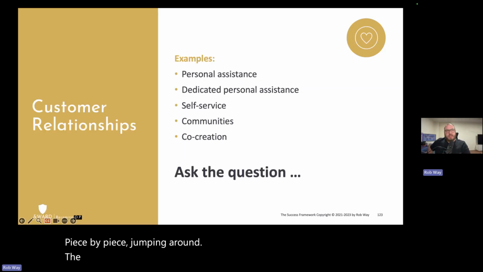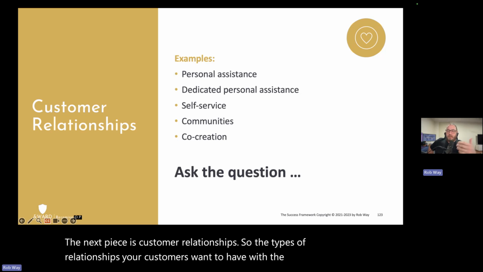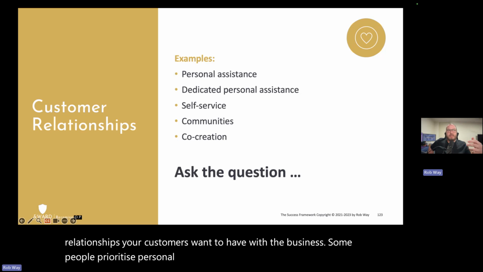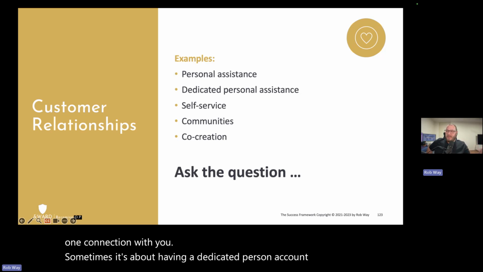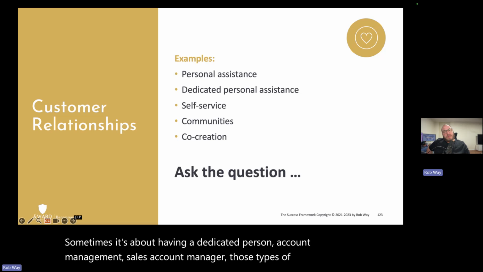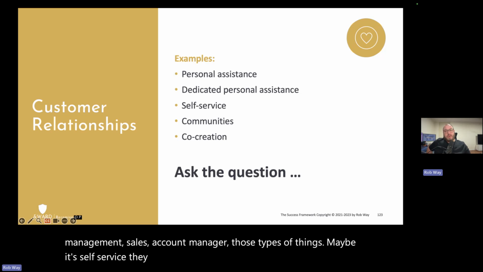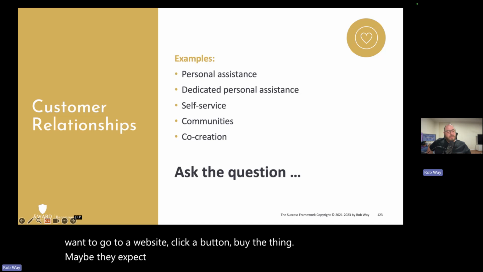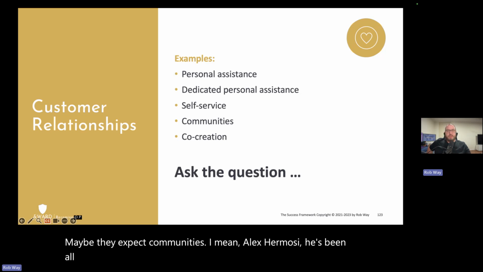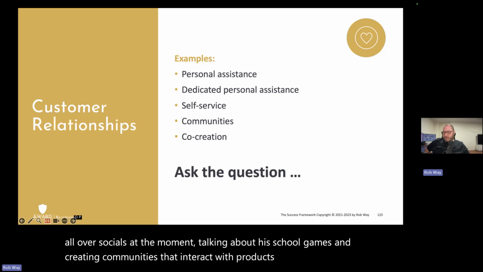The next piece is customer relationships. These are the types of relationships your customers want to have with the business. Some people prioritize personal assistance. They're expecting that one-on-one connection with you. Sometimes it's about having a dedicated person, account management, a sales account manager, those types of things. Maybe it's self-service. They never want to interact with you at all. They just want to go to a website, click a button, buy the thing. Maybe they expect communities. Alex Hormozi has been all over socials at the moment talking about his school games and creating communities that interact with products and services.